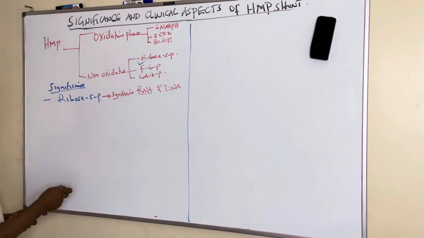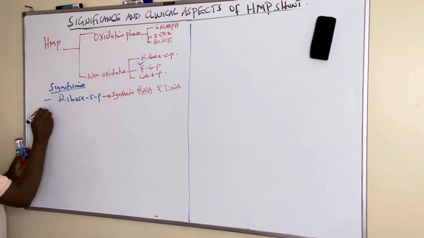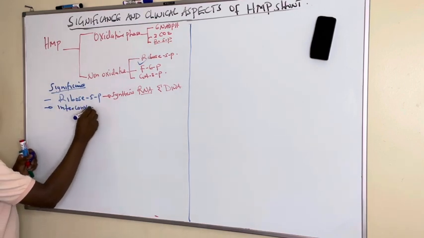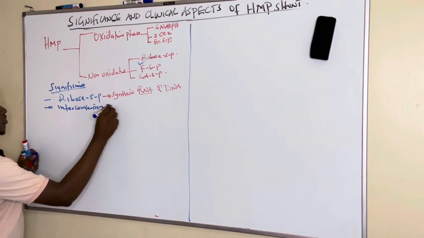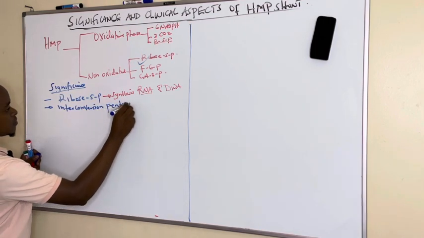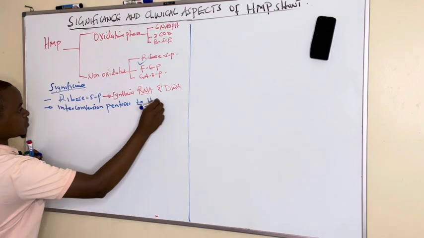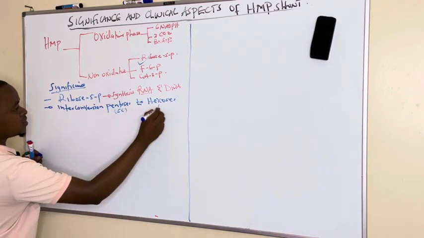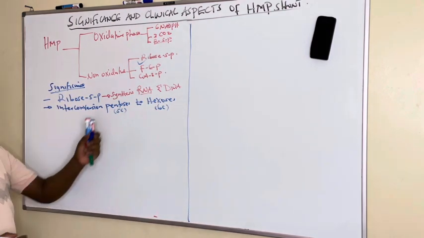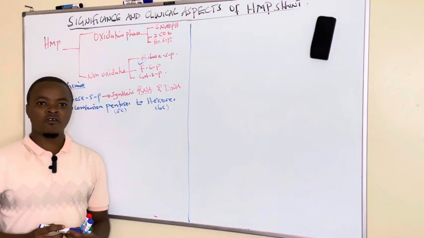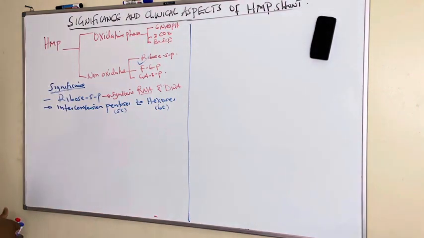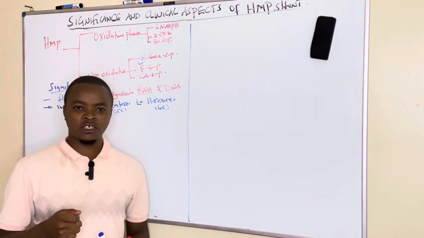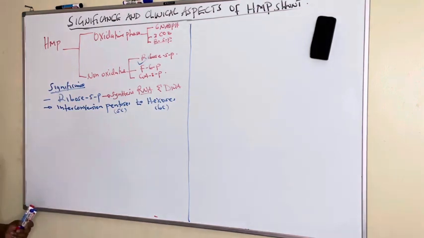And another significance, number 2, is that it enables interconversion of pentoses to hexoses. Conversion of 5 carbon to 6 carbon occurs during the non-oxidative phase of the HMP pathway, whereby we saw transketolase, or the process of transketolation together with transaldolation.